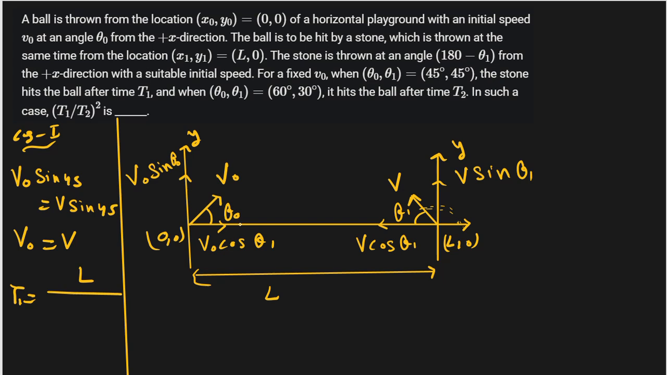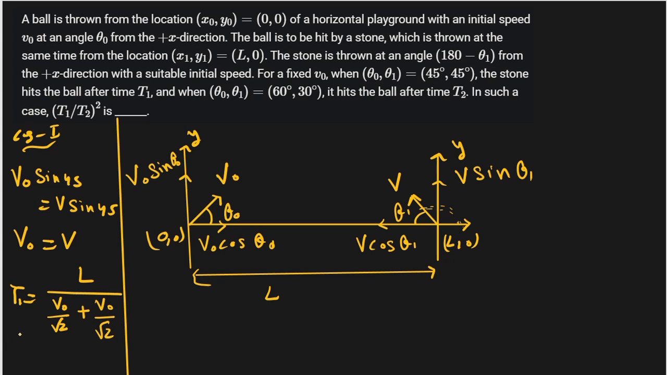So this is theta naught, not theta 1. V naught cos theta naught, theta naught is 45, so cos 45 is 1 by root 2, so it will become V naught by root 2, plus, both velocities will be added, both are moving towards each other, so both are covering the distance, and total distance covered by both particles should be L. Its velocity will be V cos theta 1, and we have already said V is equal to V naught, so we can also write this as V naught by root 2.